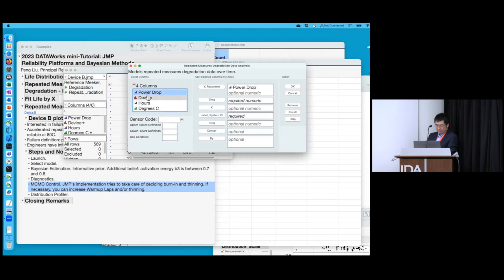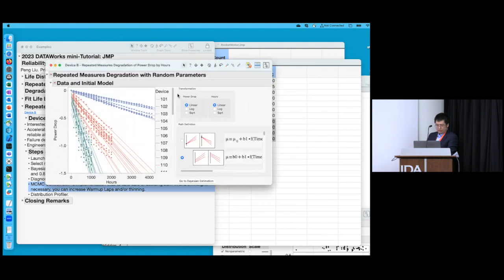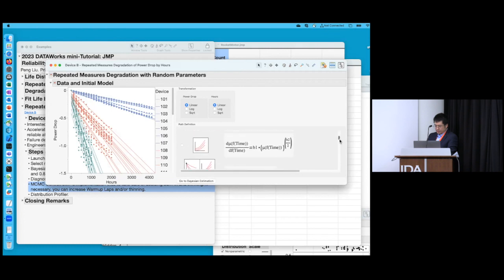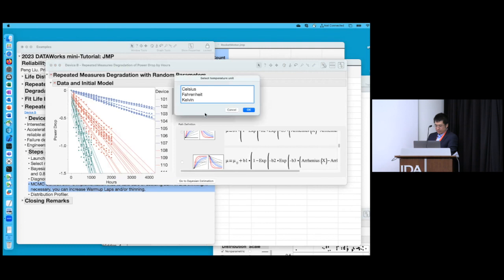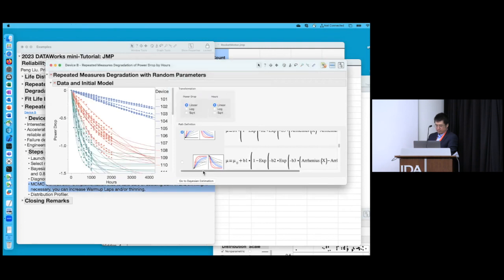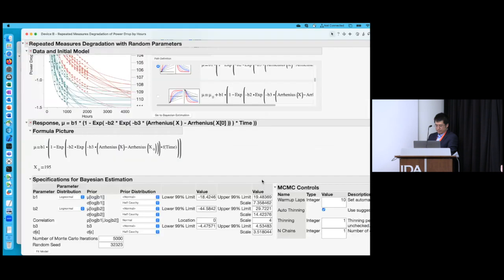Power drop is our Y, device is ID, hour is my time, degree C is my X. So this will be a nonlinear model, and I know the model already. Let me finish running it quickly. I'm skipping details. Click Bayesian estimation. Give it a short run, to save me some time.